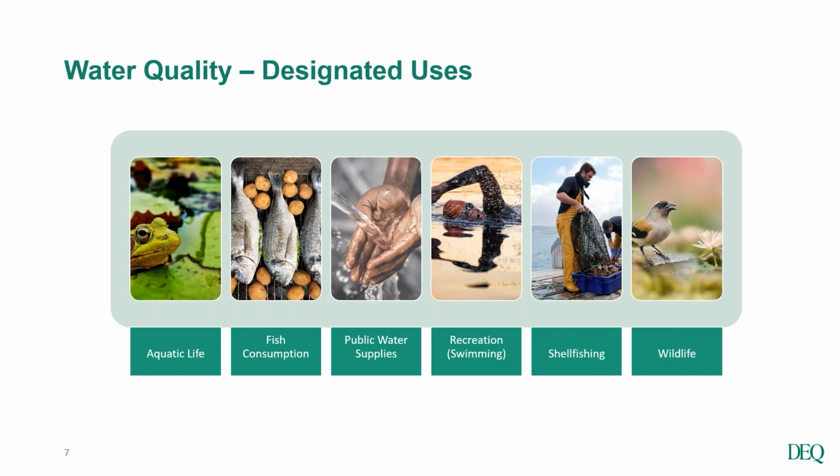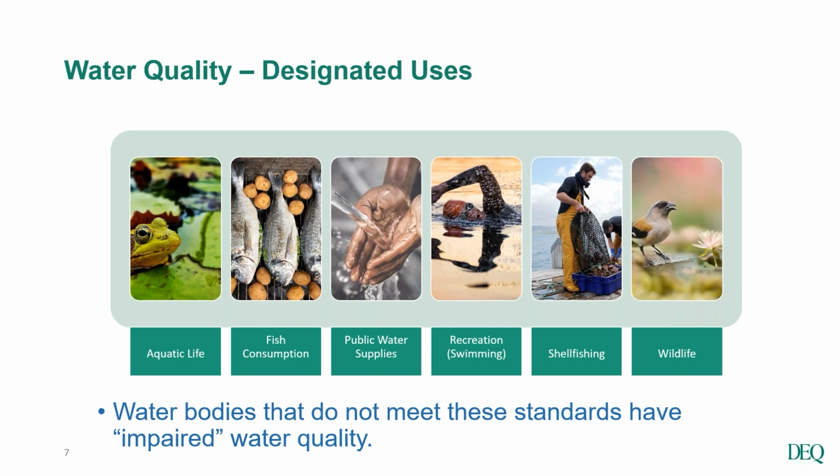The water quality standards defined the water quality needed to support each of these 6 uses. If a water body does not meet the water quality standards, it won't support one or more of these uses, and these water bodies are said to have an impaired water quality.